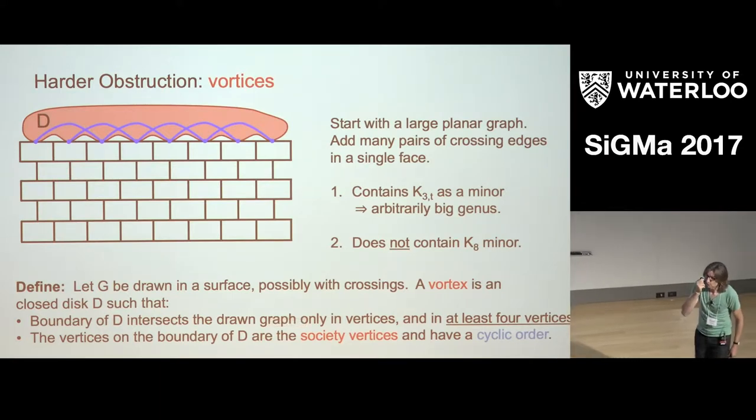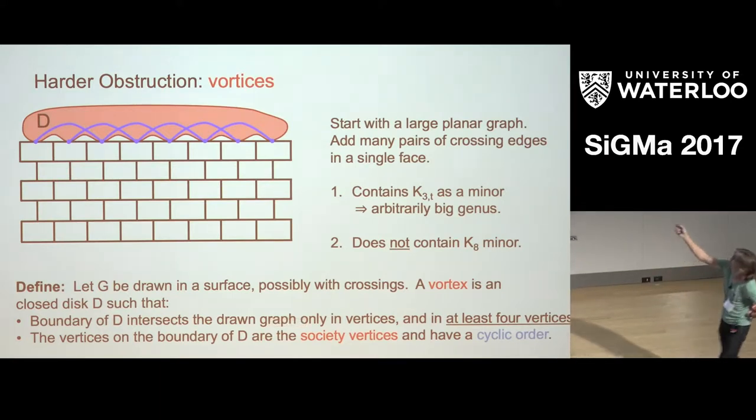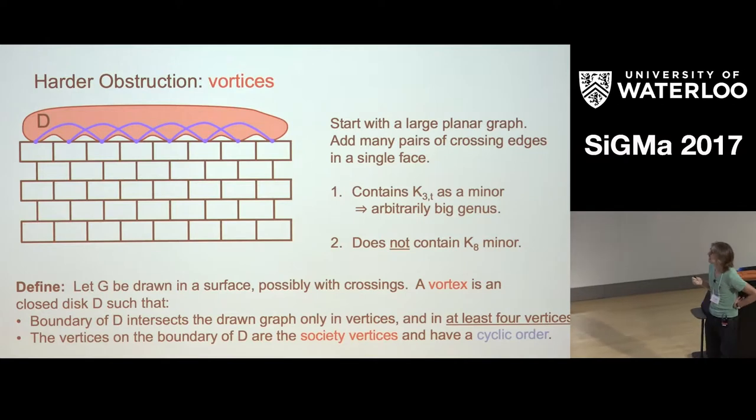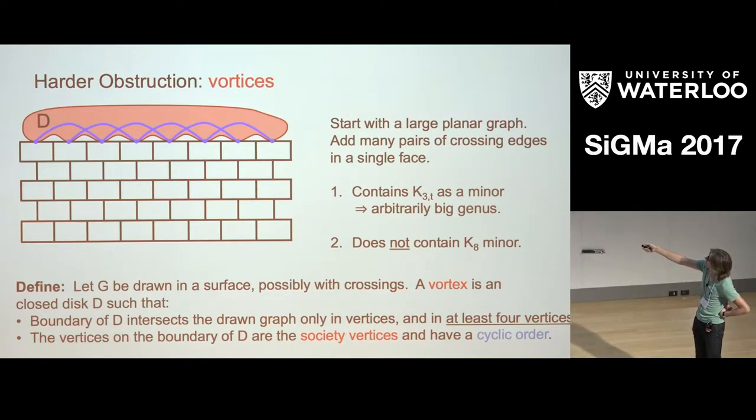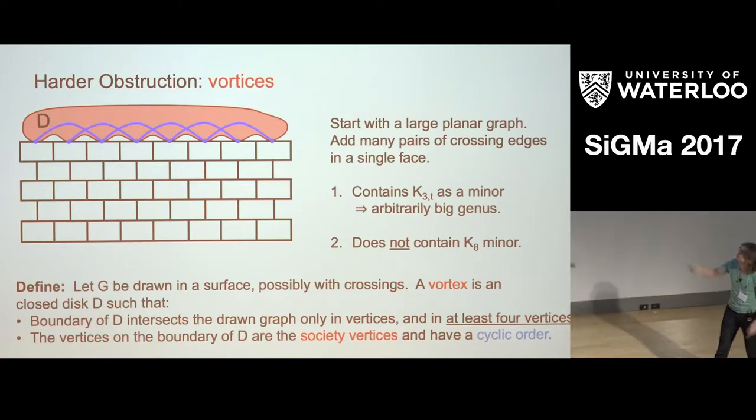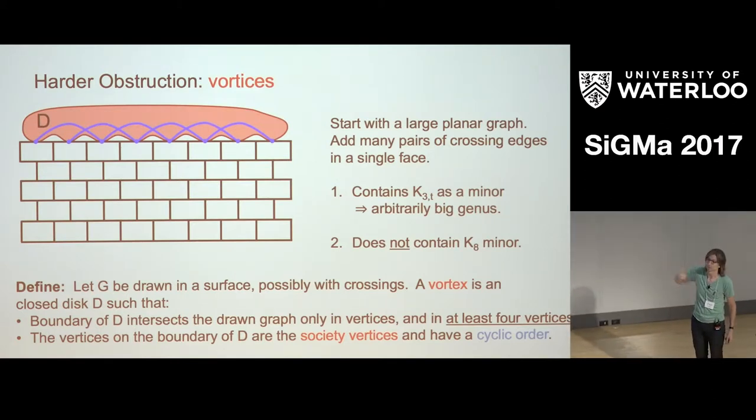OK, so this leads us to another obstruction. We had these crossing edges inside a single face, and we need to deal with it some way. So we'll give a definition of the next obstruction. I want to call it a vortex. So I fix a graph G drawn on the surface with crossings, the graph that I had above here with the crossing blue edges. And now a vortex is a closed disk D such that the boundary intersects the drawn graph only in vertices and has to intersect in at least four vertices.